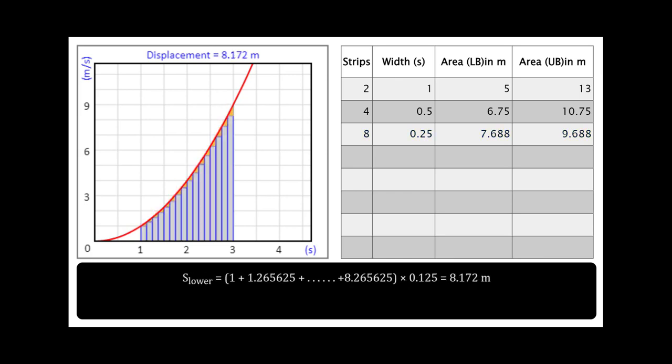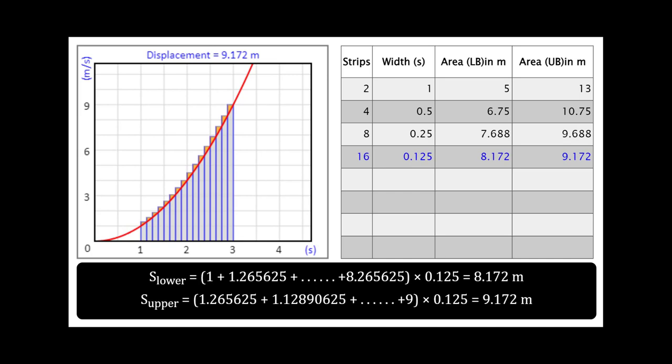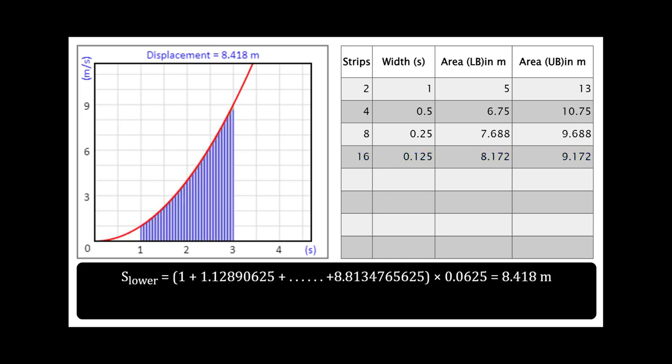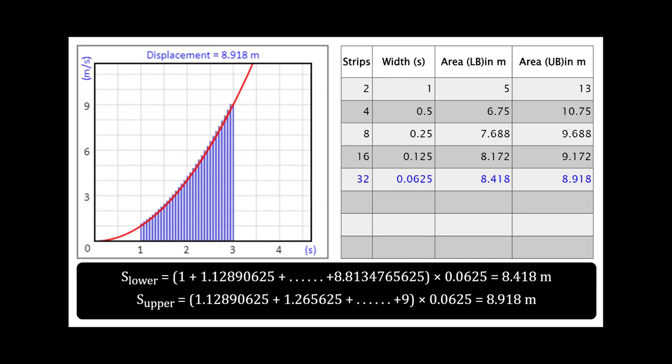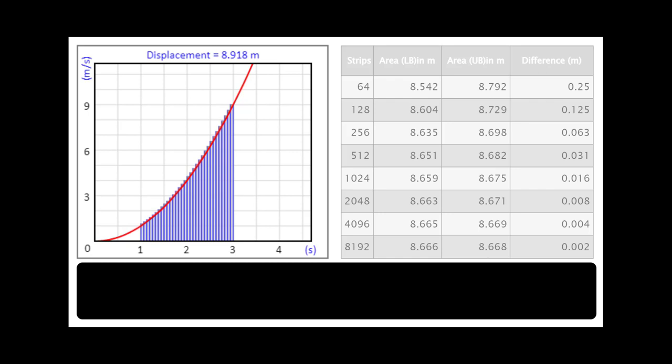With 16 intervals, they are 8.172 meters and 9.172 meters, and with 32 intervals, the corresponding values are 8.418 meters and 8.918 meters. The lower and upper estimates are getting closer as the number of strips increase. The rectangles have become very thin, and showing any more of them will fill the entire area with a single color. So we will switch to just making the calculations which are shown in the table.